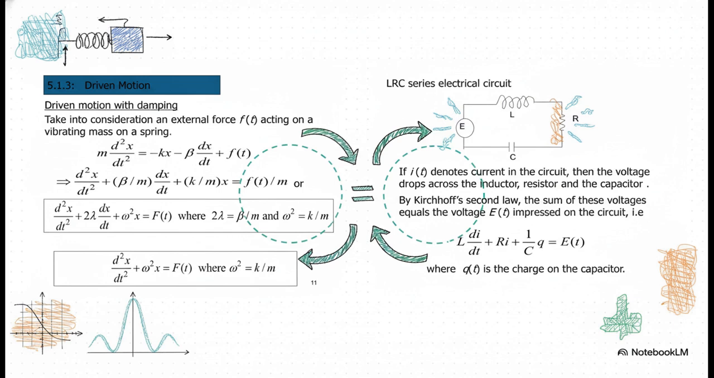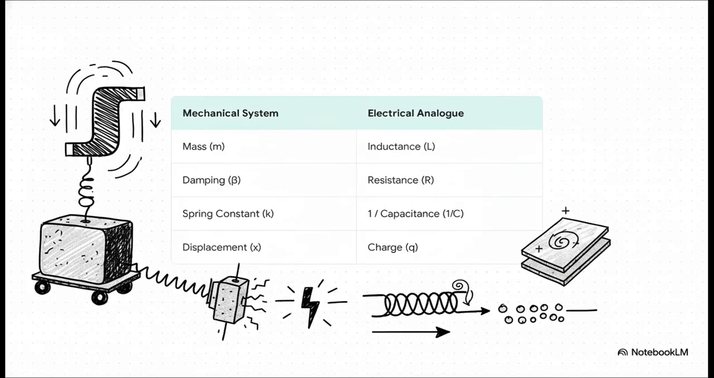Now, just look at them. Forget the letters for a second. Just look at the structure. They both have a second derivative term, a first derivative term, and a plain old variable term. They are mathematically identical. And this is not a coincidence.